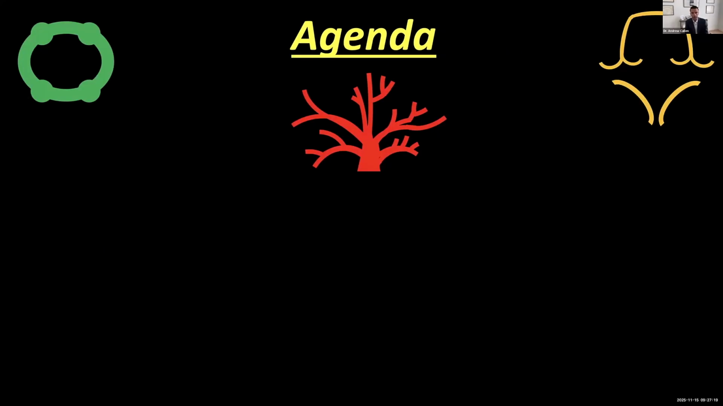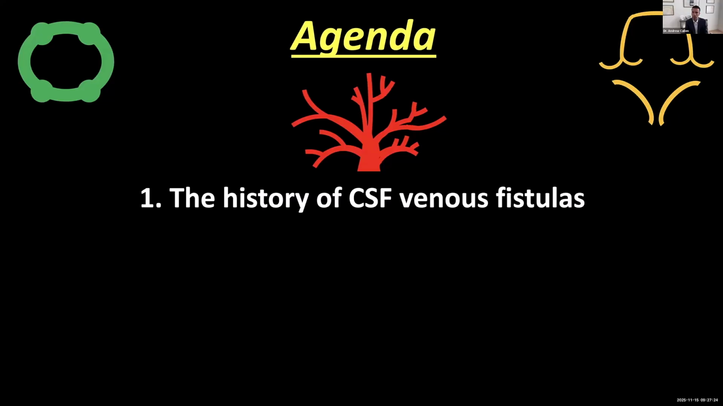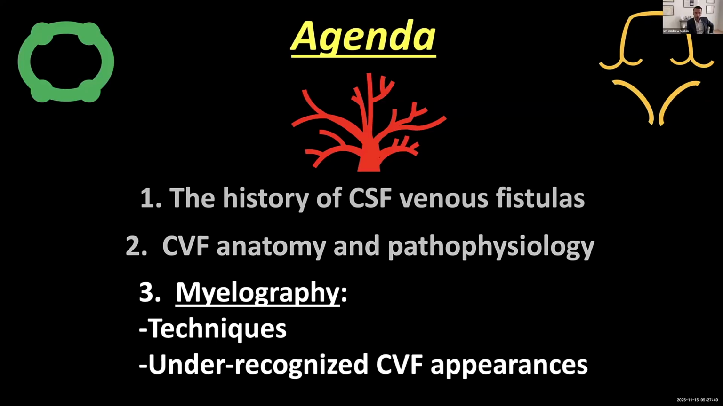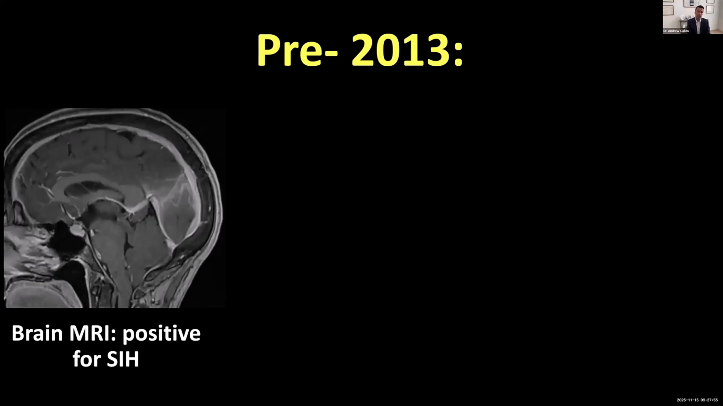Today, we're going to be talking about things in three general chapters, although there's going to be overlap. Before we start talking about what CSF venous fistulas look like and how we find them, I think it's important to remember the history of how they were discovered. We're then going to go into the anatomy of CSF venous fistulas and their pathophysiology. And then we're going to move into myelography and talk about the techniques that I use, and that others have used, to find CSF venous fistulas. And throughout all of this, touch on these under-recognized, I think, CSF venous fistula appearances that are important for us to be aware of. So let's start with that history.